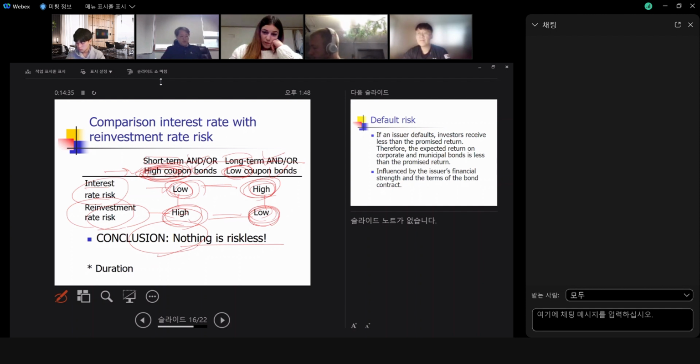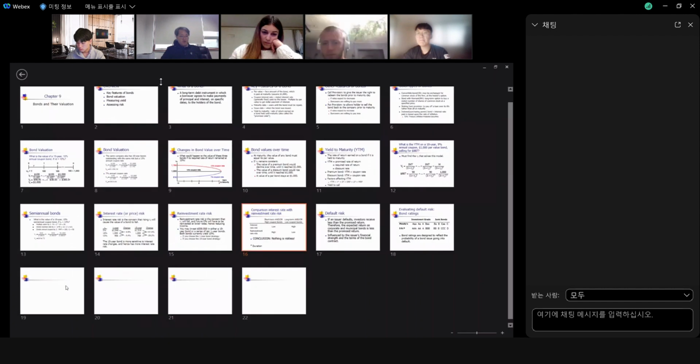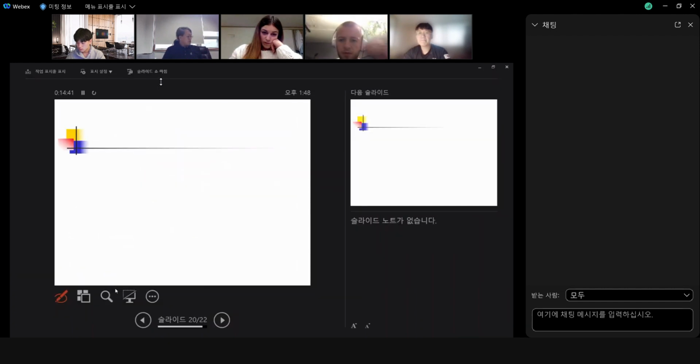So page number 340. If you take a look at page number 340, there is a definition of duration. Duration is the weighted average of the time it takes to receive each of the bond's cash flows. In other words, this is the period in which we receive our money back. The period that we will receive our money back is defined as duration.